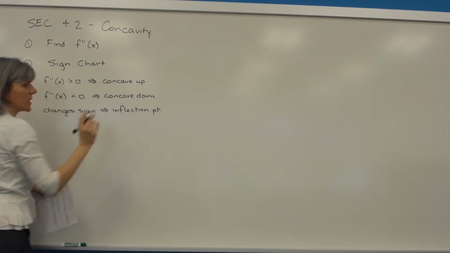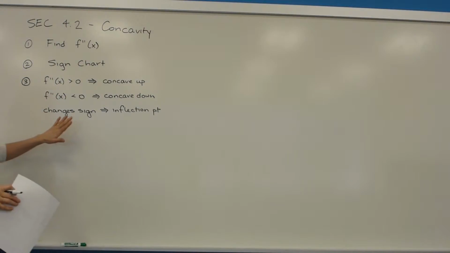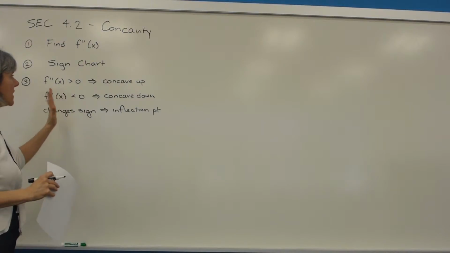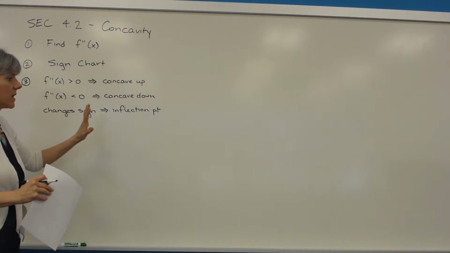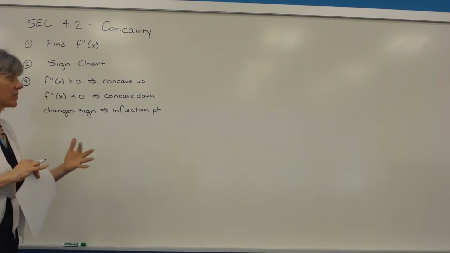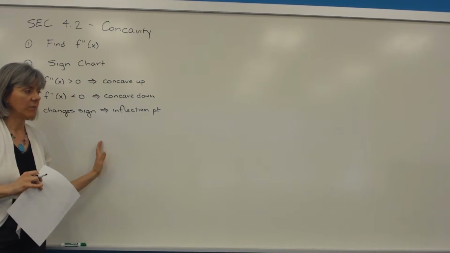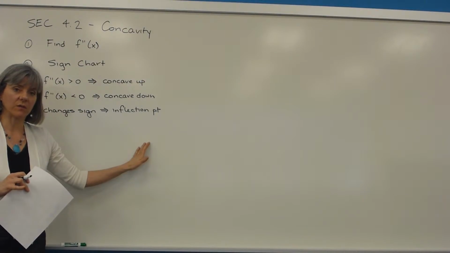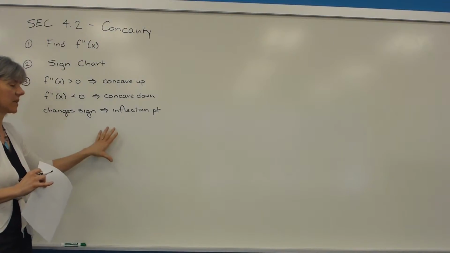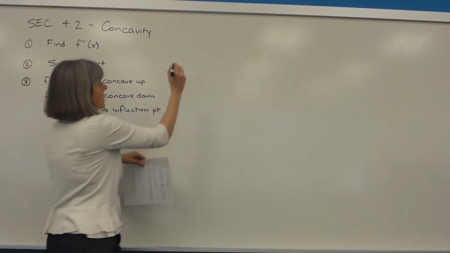I do need to point out just a couple of things. Not so much for general functions, but when we start looking at business functions, we need to remember to keep our domain in mind, because typically we don't have negative number of items, negative prices, negative times, and sometimes we'll even find that the model that we have for our particular business situation is only good for a certain range of values. So we need to pay attention to the domain when we're setting up sign charts. Okay, so let's look at this first example.